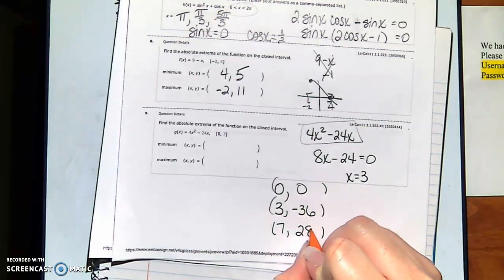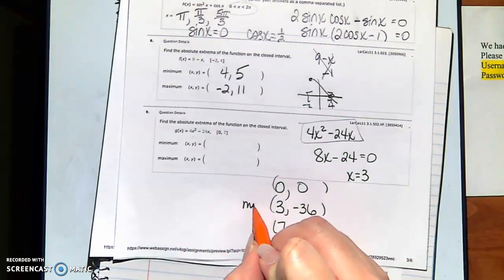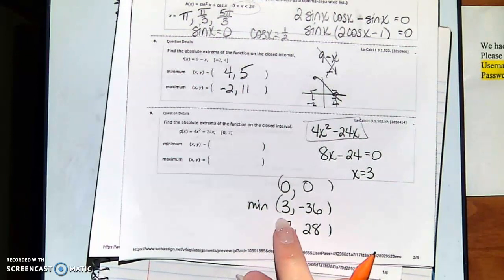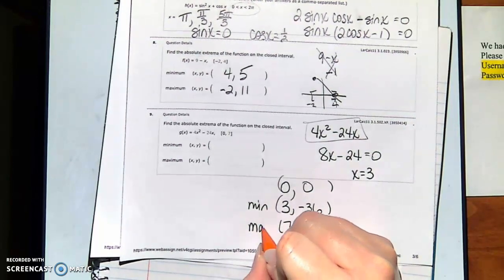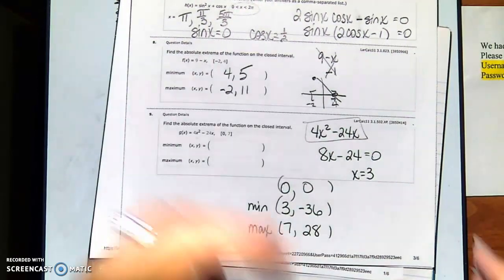So which is the lowest point? This is your min, and it's an absolute min because it's the very lowest point. Where's your max? Well, the very tallest point is going to be at 728. Okay, so that's your max.